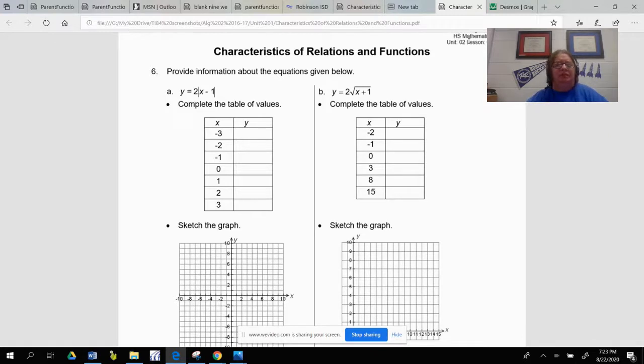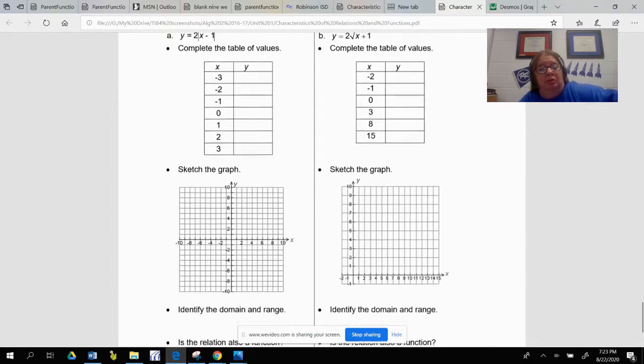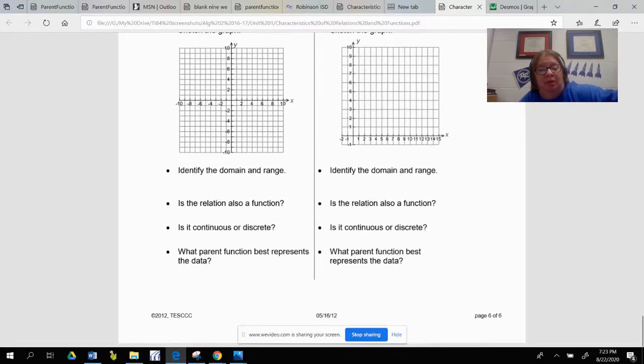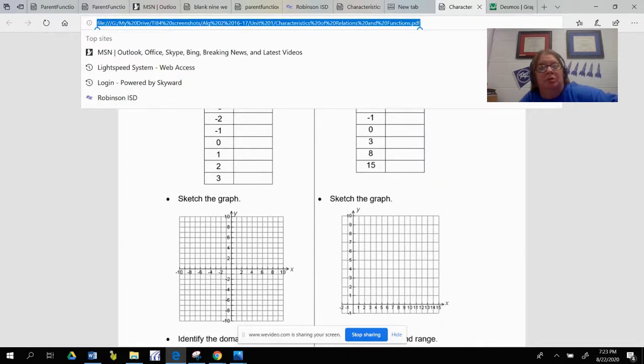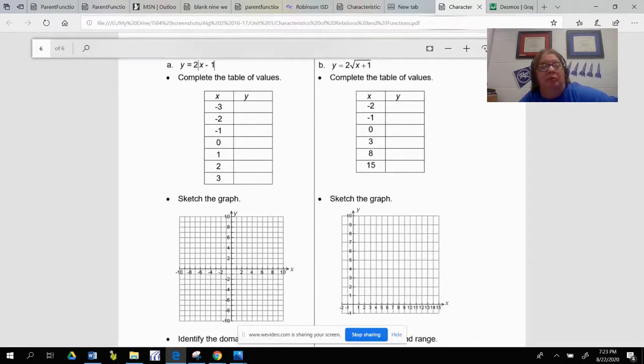It's really, really easy. This says provide information about the equations given below. So we have two equations. One is an absolute value equation. One is a square root equation. We're going to fill in the tables, and we're going to sketch the graph. And then we're going to answer a couple of questions. Okay, so two little problems, and then we'll be done.